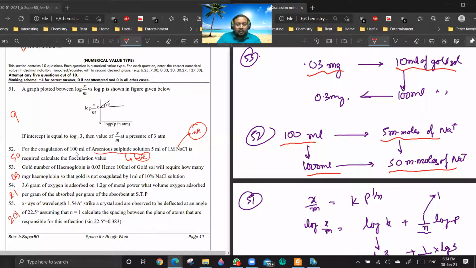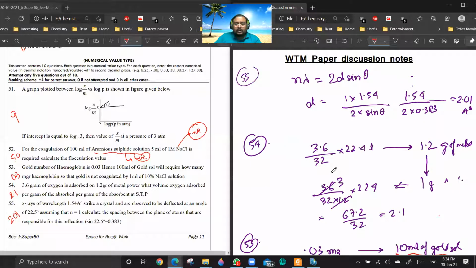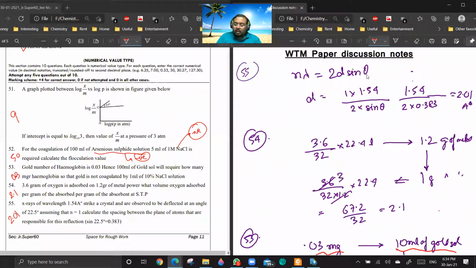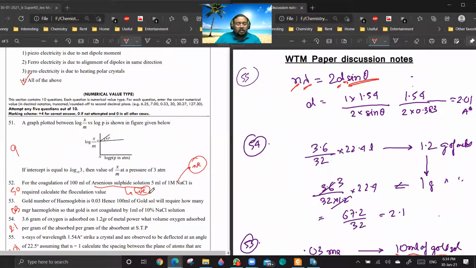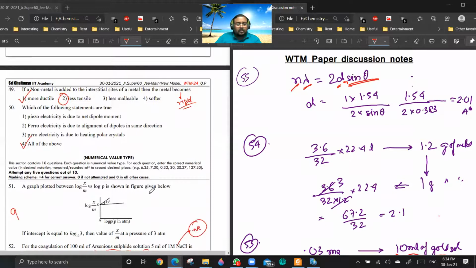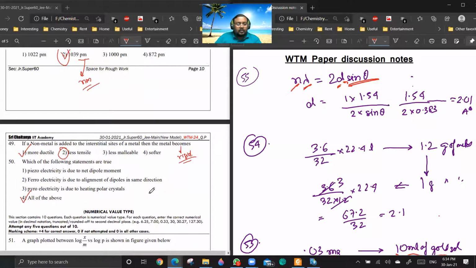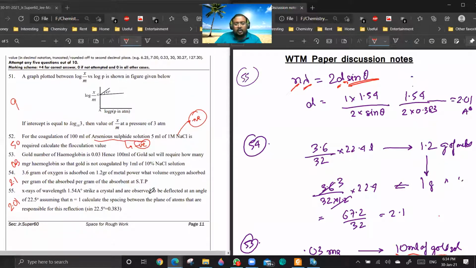53 I have discussed. Not 53, sir, 55. 55 is based on Bragg's equation, which is n lambda is equal to 2d sine theta. Sine theta is given to you, lambda is given, n is 1, so you can find out d. That's it. This was the first formula I gave in the solid state class. So I think numerical value questions are done.